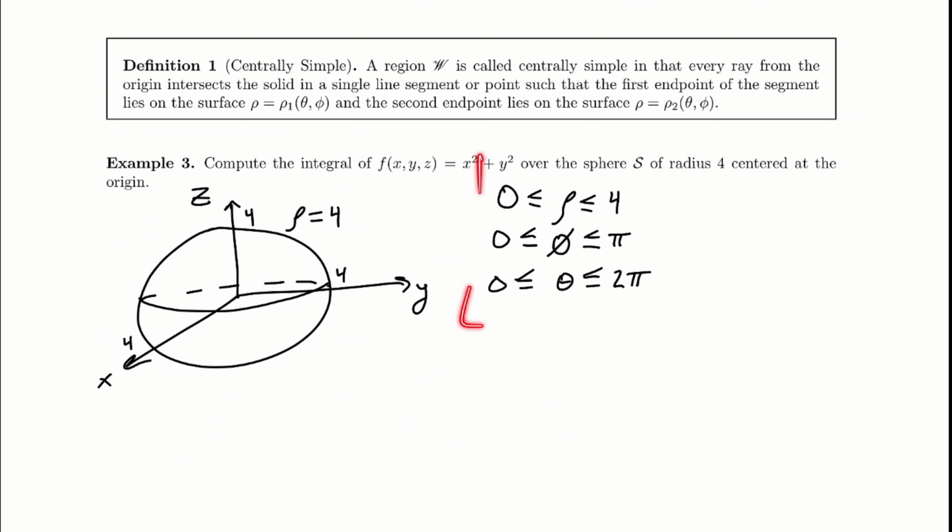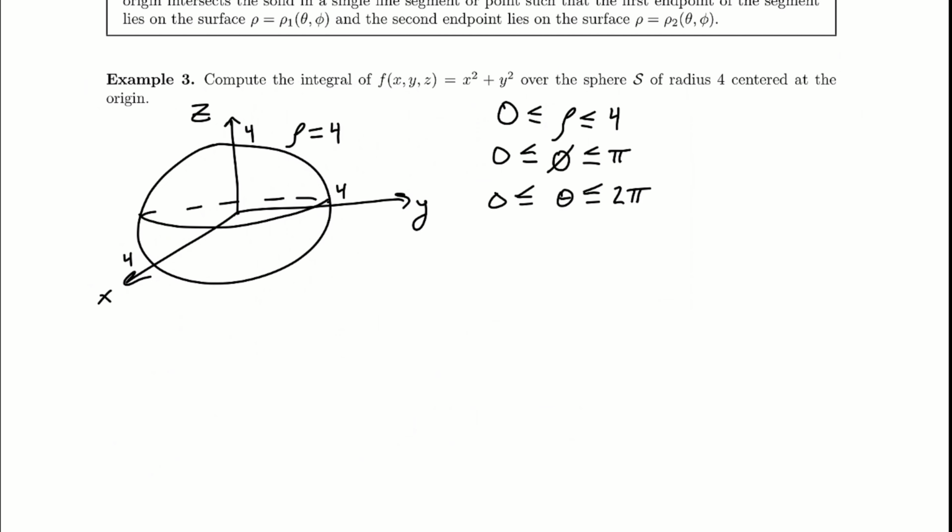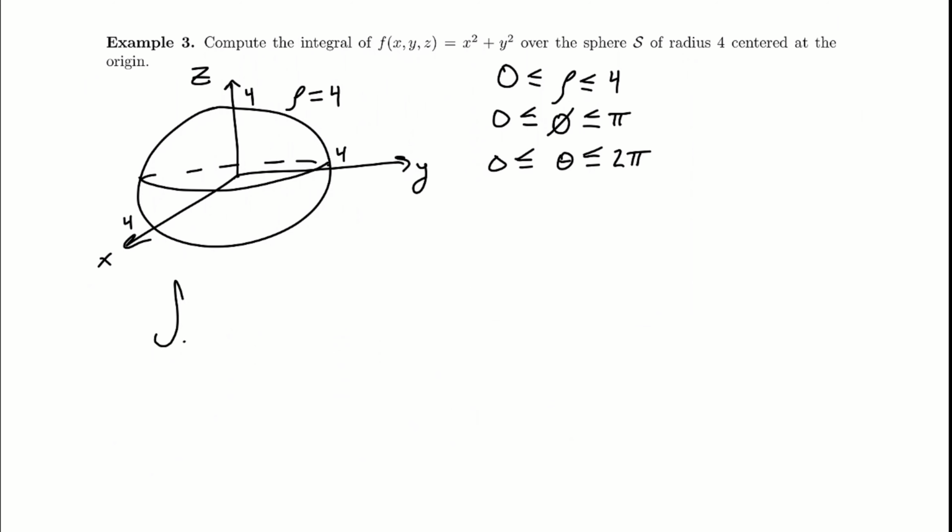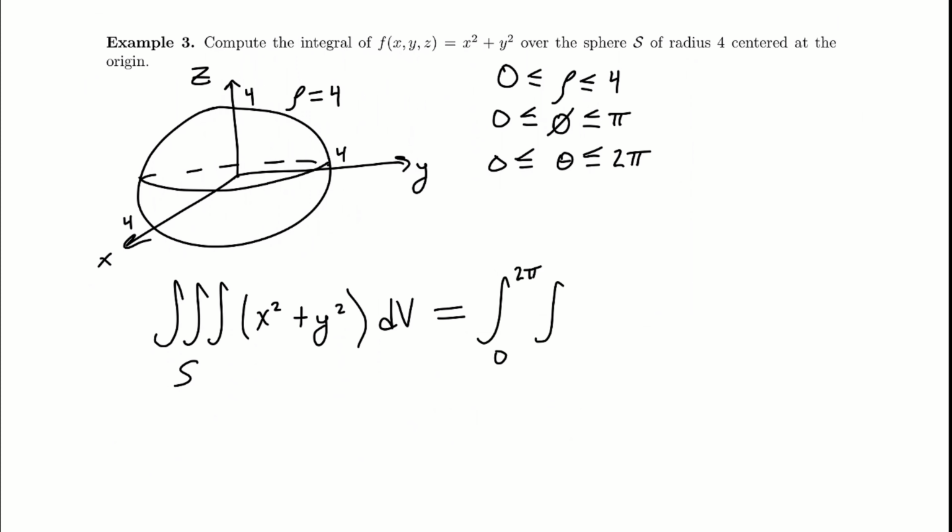So right here, these three inequalities actually give us our inner, middle, and outer bounds for the triple integral. So we are initially asked to compute the triple integral over S of the function x squared plus y squared over the sphere of radius 4, dV. Okay. Well, for spherical coordinates, we just determined our bounds. So theta on the outside, phi in the middle, rho on the inside.